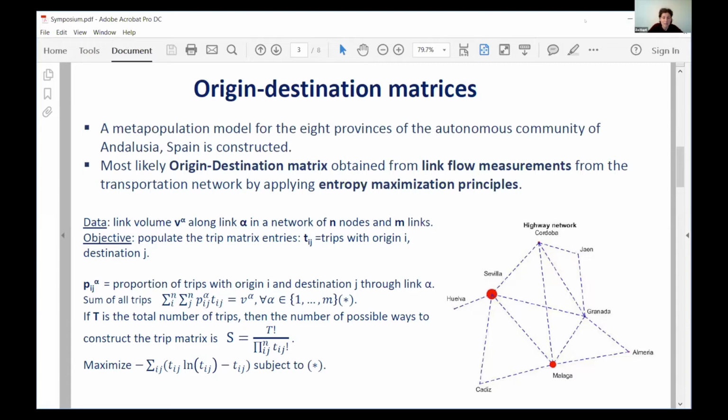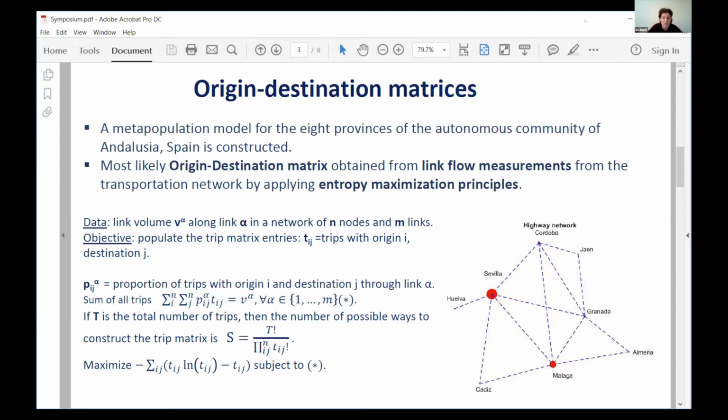So as a beginning of this project, what we did is we studied a metapopulation model for 8 provinces. And like I said, there are sparse data that exist along the highway network of Andalusia. So Ria and her collaborators created the most likely origin destination matrix obtained from those data. And they did so by applying entropy maximization principles.